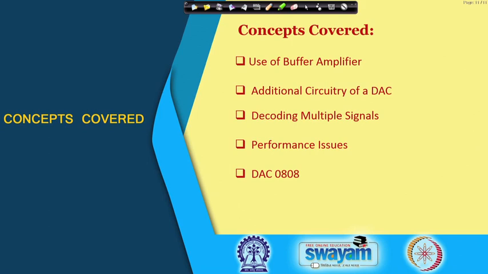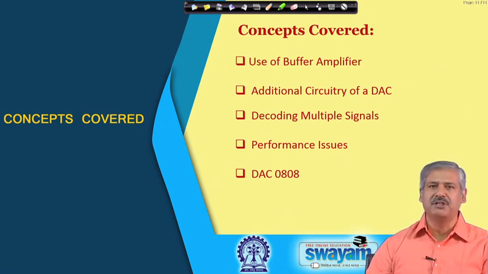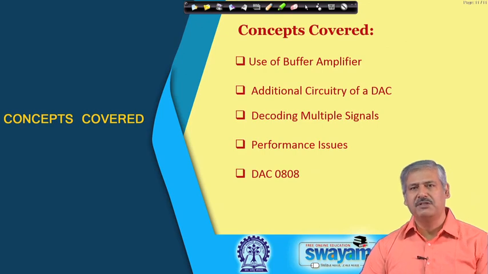And other than the buffer amplifier, there is some additional circuitry that will be required for full-fledged DAC operation. And if there are multiple signals that need to be converted to analog, then we shall look at one possible scheme that can reduce the number of DACs required for the conversion. And we shall discuss some of the performance issues here, and more performance issues we shall take up when we discuss ADC, together with ADC. And then we shall look at one practical IC, that is DAC 0808.